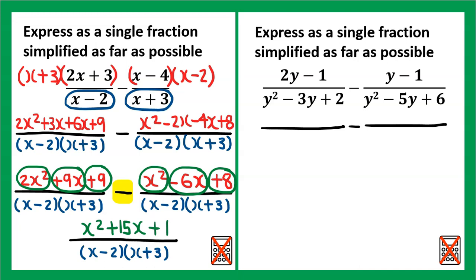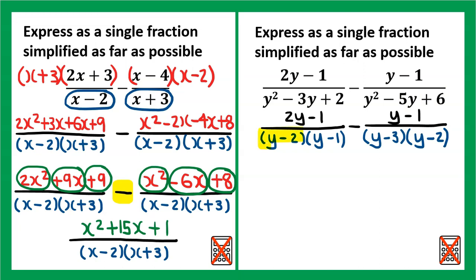So factorizing the one on the left, I'm looking for numbers that multiply to give me 2 and add to give me negative 3. So my brackets would be y minus 2 and y minus 1. Factorizing on the right, numbers that multiply to give me 6 but add to give me negative 5. My brackets would be y minus 3, bracket y minus 2. If you found factorizing those difficult, then you should go and watch my video on factorizing quadratics.